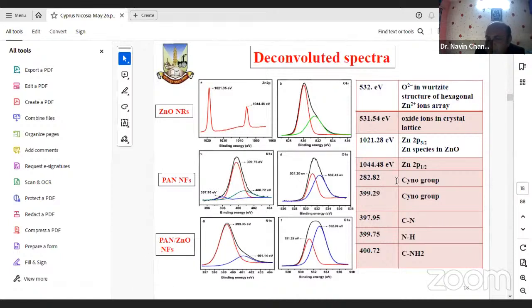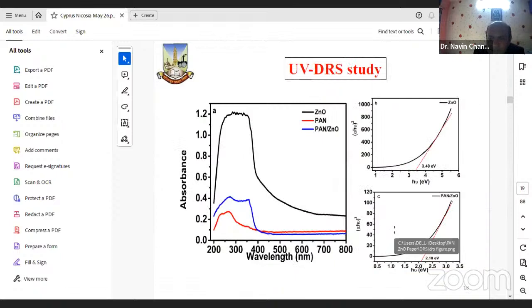And these are the rosette structure of the hexagonal Zn2+ ion array, oxide ions in the crystal lattice, with Zn2p3/2 species in zinc oxide and Zn2p1/2 in that crystal lattice along the C-axis growth, and the presence of the cyano group is from the polyacrylonitrile. This is the UV-DRS study. For zinc oxide the band gap is 3.44 electron volts, but when we have PAN zinc oxide nanofiber, it is 2.10 electron volts.